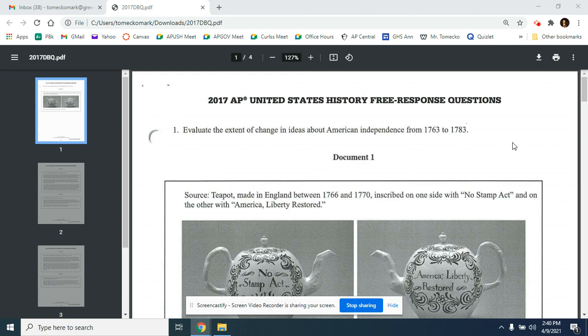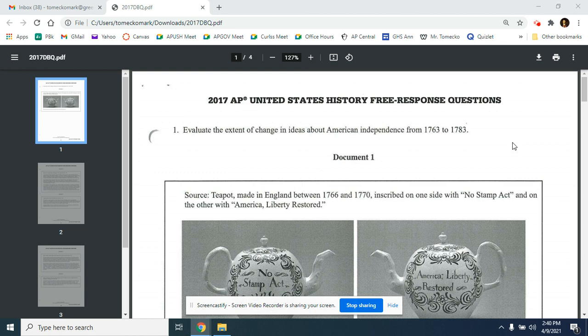But I think it's so important that before you look at the documents, you develop your own thesis. You think, all right, big picture, how would I answer this question? Because let's be honest, that prompt could be an LEQ prompt. You don't need documents to write this essay. So come up with a working thesis first, then look at the documents.